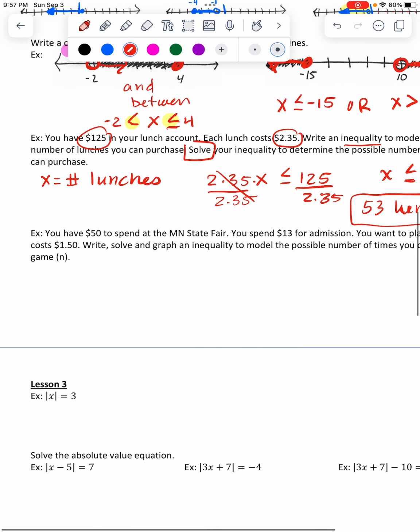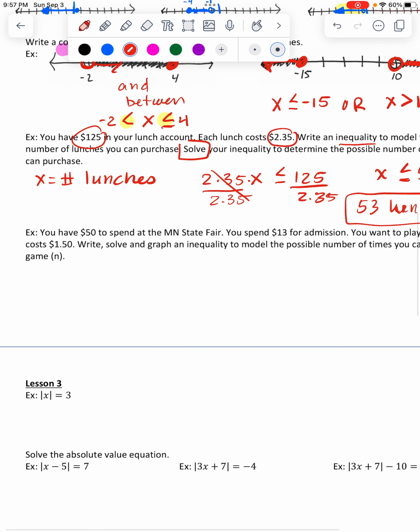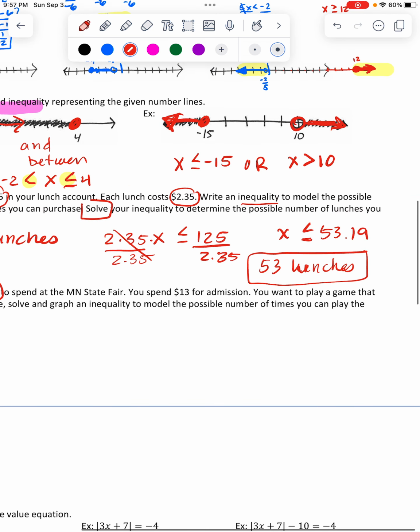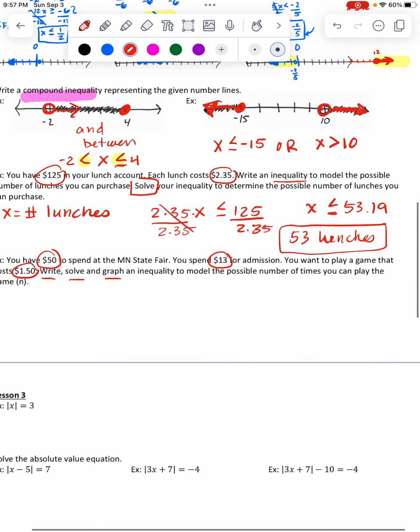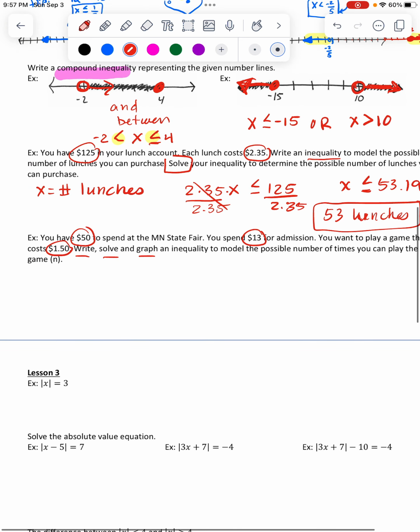Okay. Now you have $50 to spend at the fair, which is not enough money to bring to the fair, to be honest. You spend $13 for admission, and you want to play a game that costs $1.50 per time that you play it. It says write, solve, and graph an inequality to model the possible number of times you can play that game. Okay, so X is going to represent the number of times you play the game.